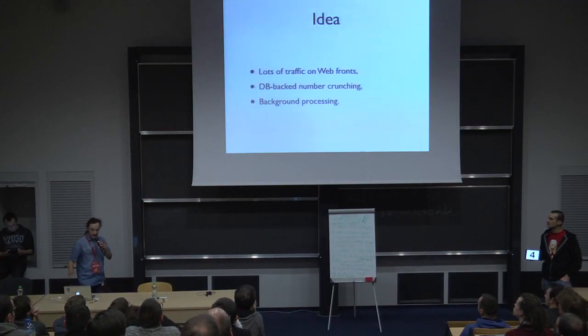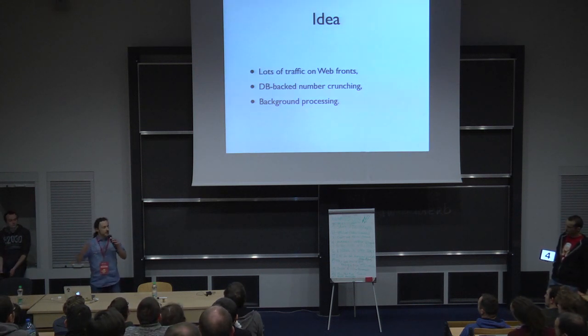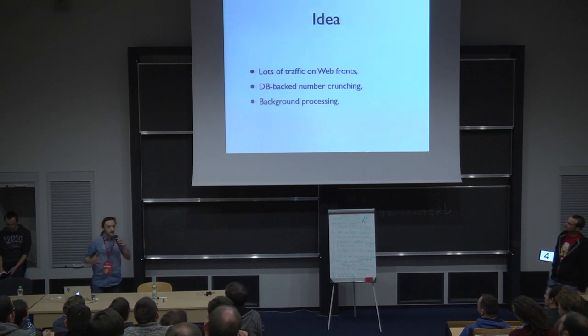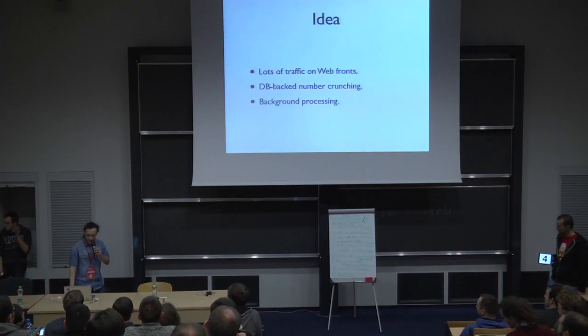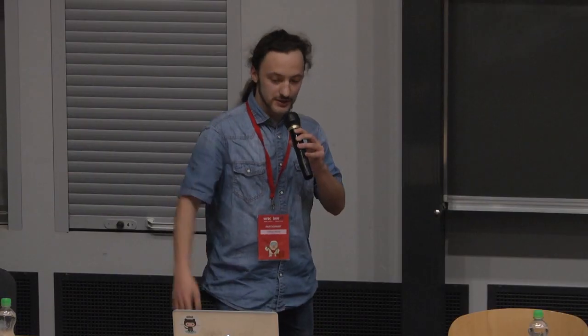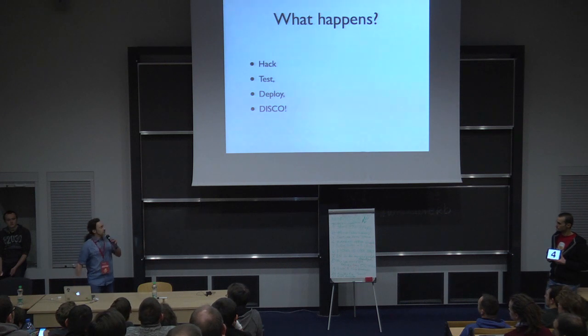So, imagine this application. You have an app which handles a lot of web traffic and does some serious number crunching based on a DB, let's say MySQL here. In order to keep the application responsive and fast, you decide to do some backend processing. You look up Ruby queues, and what is recommended are Resque and Sidekiq. You look, oh cool, Heroku recommends them, I'm going to use them. And you go with it, you hack, you test, you deploy, and boom, disco.